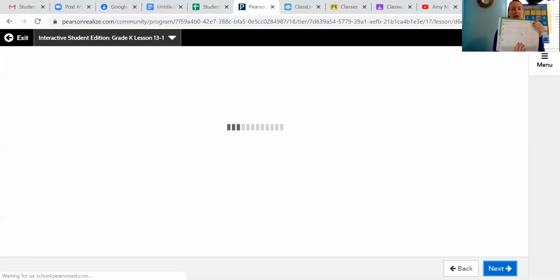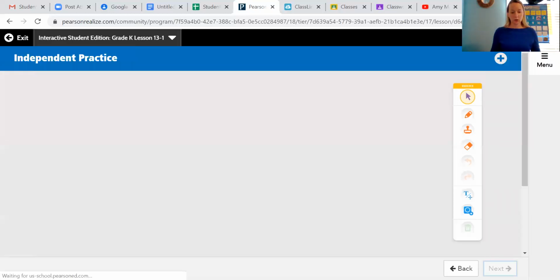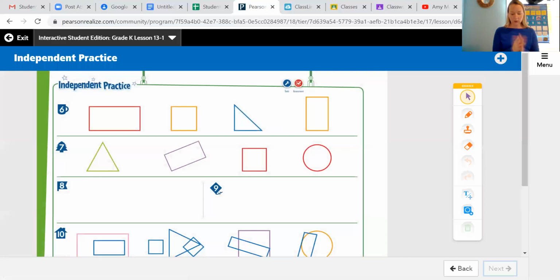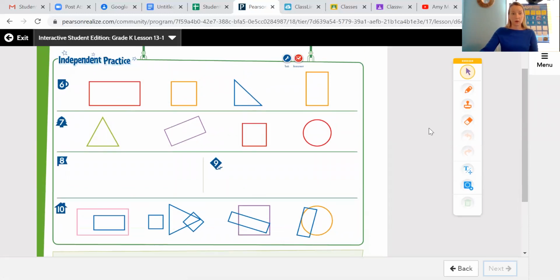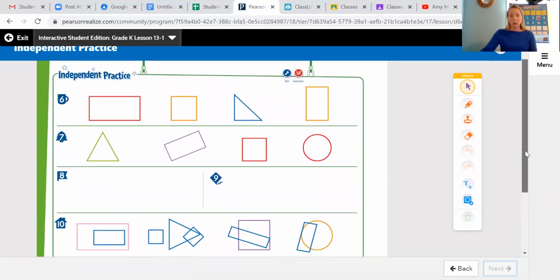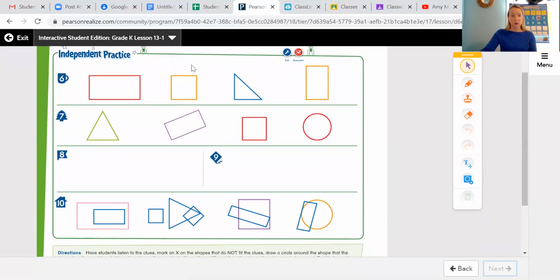All right, now you're going to flip it to the hard flip and do the last page. This is your independent work. I'm going to tell you the directions for each one, but you have to complete this part on your own and have your mom or dad check it over. It says, listen to the clues, mark an X on the shapes that do not fit the clues, draw a circle around the shape that the clues describe, and then tell how the shapes that you marked with an X are different from the shape that you drew a circle around.